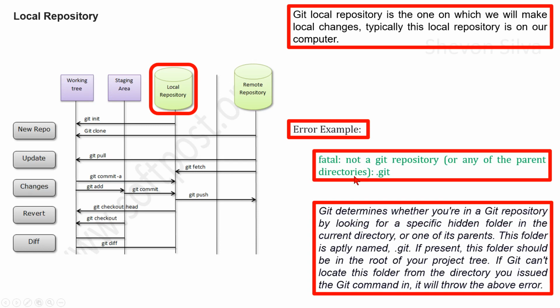As an error example, we can consider this one: fatal, not a Git repository or any of the parent directories .git. Git determines whether you are in a Git repository by looking for a specific hidden folder in the current directory or one of its parents. This folder is aptly named .git. If present, this folder should be in the root of your project tree. If Git can't locate this folder from the directory you issued the git command in, it will throw the above error.